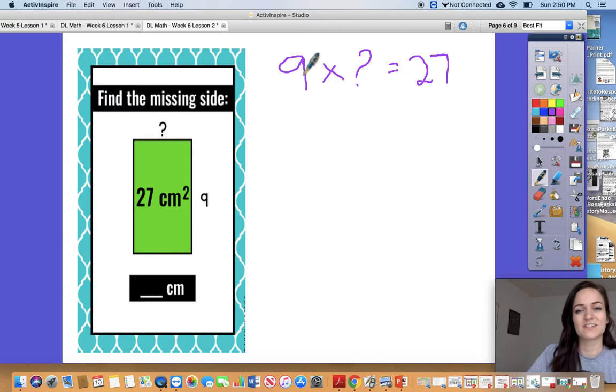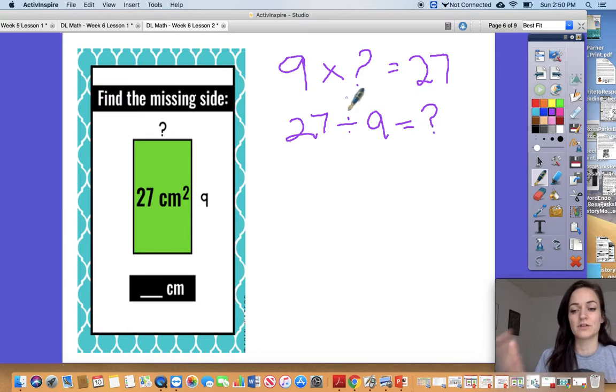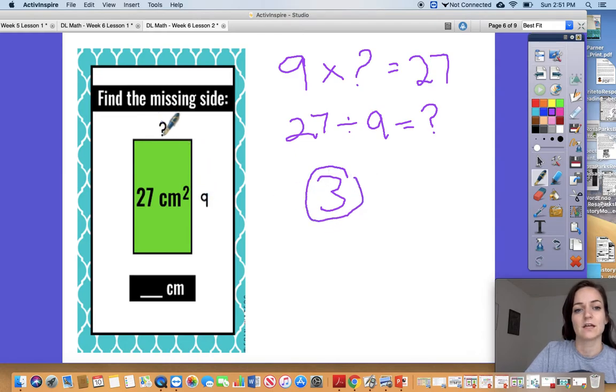So you can ask yourself, 9 times what will give me 27? Or I could flip this and say 27, or the area, divided by one side will give me the other side. You can use your 9s trick. You could build 27 on your fingers and see which finger you put down, or hopefully you've been practicing your math facts enough that you remember that 9 times 3 equals 27. Okay, so this missing side length is 3.